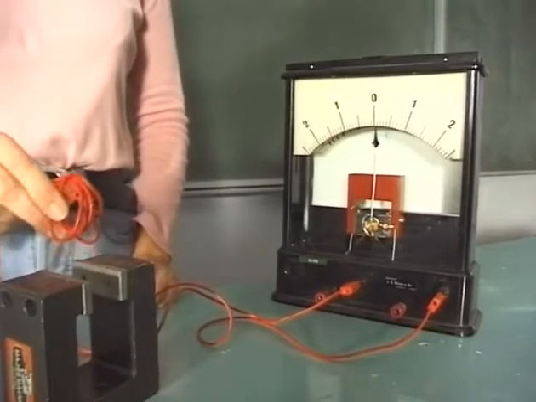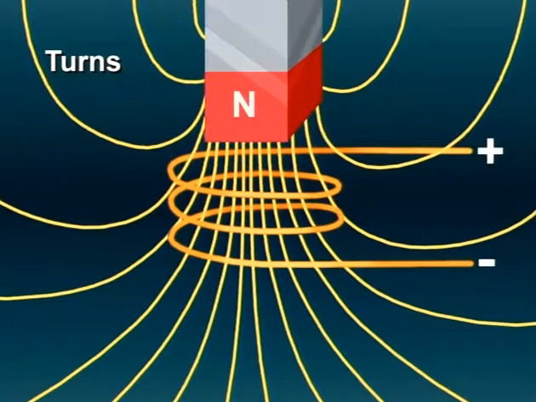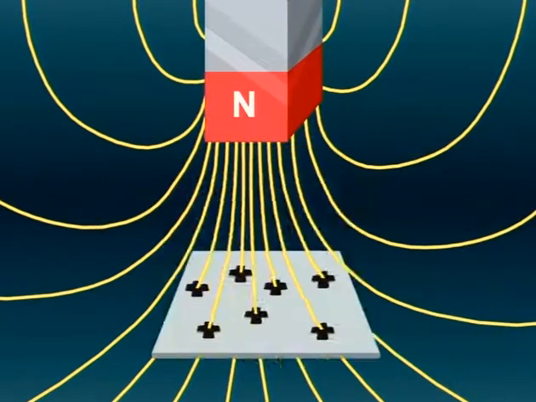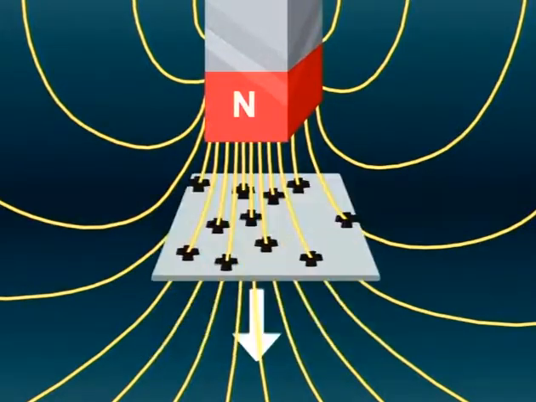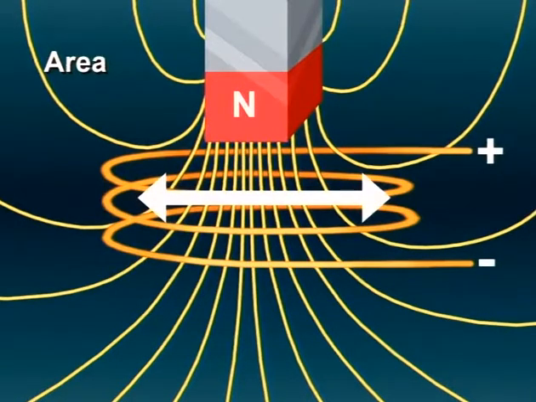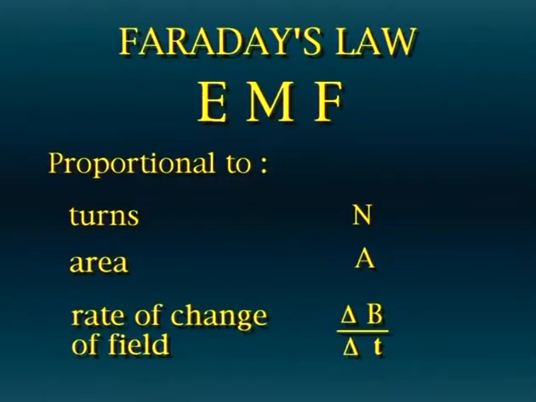So we can see that the induced EMF is proportional to 3 things: the number of turns in the coil, the rate of change at which it cuts the magnetic field lines, and the area of the coil. Faraday discovered these relationships and summarised them in what is now known as Faraday's law. The induced EMF is proportional to the number of turns, the area of the coil, and the rate of change of magnetic field.